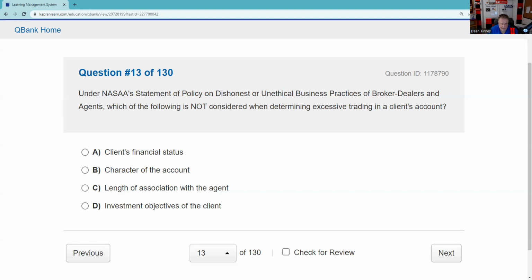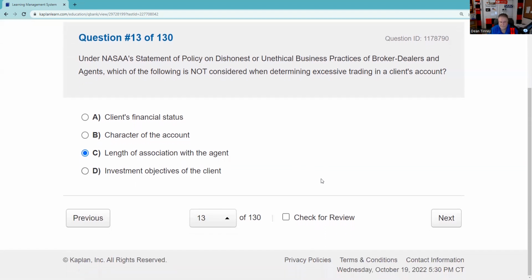Churning are trades that are excessive in size and frequency and more about earning commissions than they are about helping your client. The client's financial status, yes. The character of the account, yes. The length of association with the agent, no, that's not really something that has to do with churning. I kind of think that's the odd man out. Investment objectives of the clients, absolutely. So I'm going to go for C.